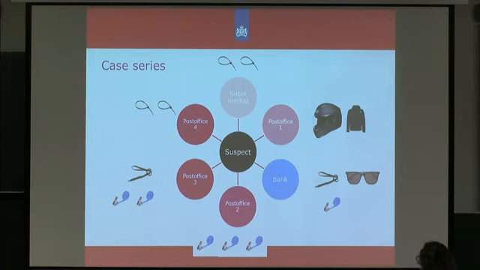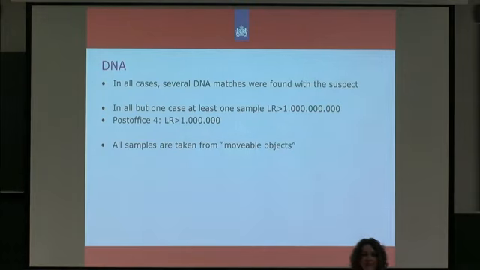And also there were DNA profiles with the helmet and the jacket. So, lots of evidence to summarize for the DNA. In all cases, we had several DNA matches which were found with the suspect. And in all but one case, we had very strong matches, very strong evidence at the source level. So the source of the DNA had a likelihood ratio of more than 1 billion. It was a match with the suspect. Except for post office 4, where we only had a likelihood ratio of a maximum of 1 million.